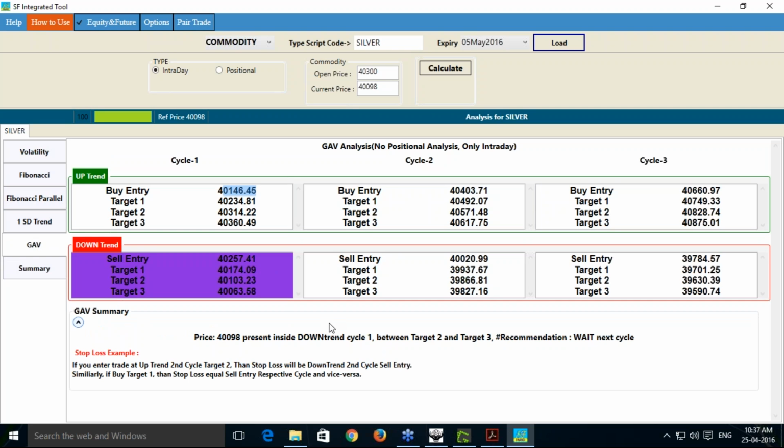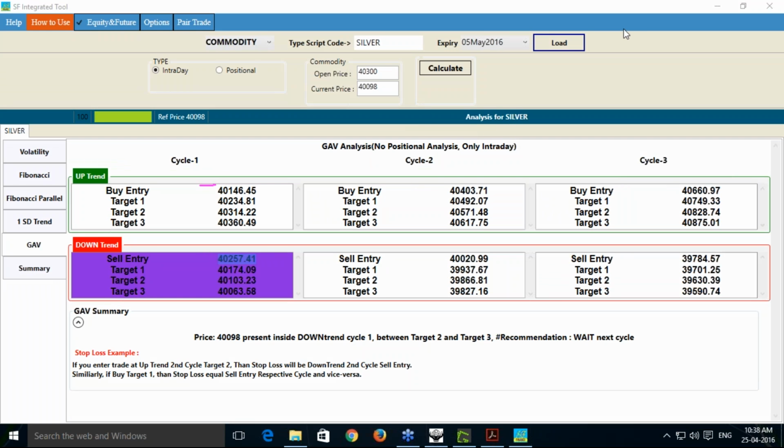In the GAV analysis, once you go for 40,098, target 2, target 3, the price has moved to a specific range here. So that is why the cycle one. Someone was asking me before also: if I get such readings, sell entry is 40,256 and buy entry is 40,146, then what should I do?